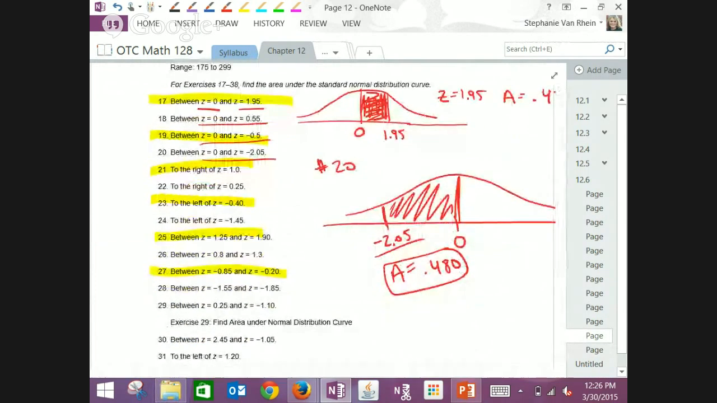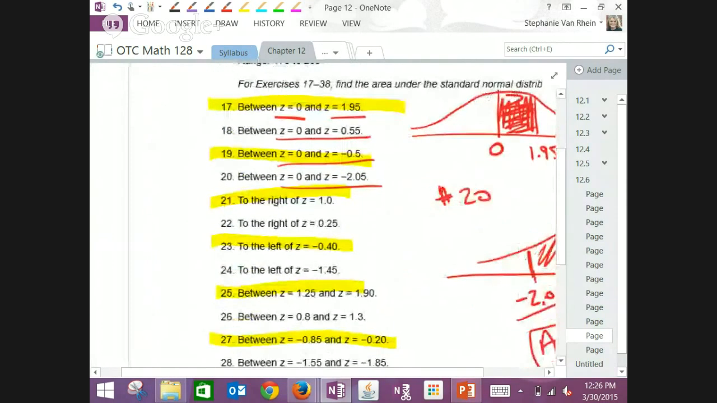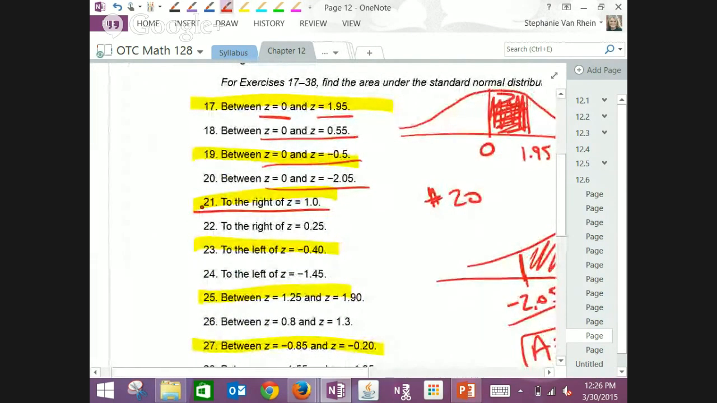Does anyone have any questions on in between or to the right or to the left? So it says 1.0 to the right, and that would be 0.341. You just subtract that from 0.5, wouldn't you? To the right. So if I was to look at what this curve would look like, if I'm here and I'm at 1, and I want to know data to the right of that, I would take 0.5 minus my area. Okay.